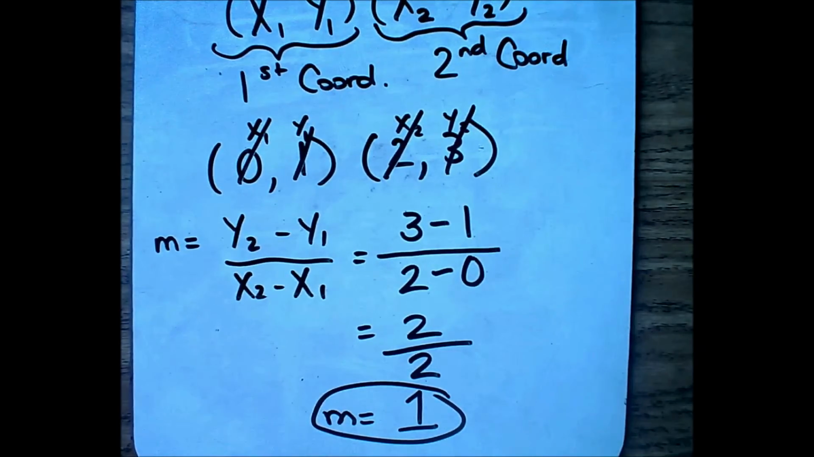So this is our first example. Please stay tuned for our second example. In that example, we'll be using keep, change, change, and different methods to find the slope as well.